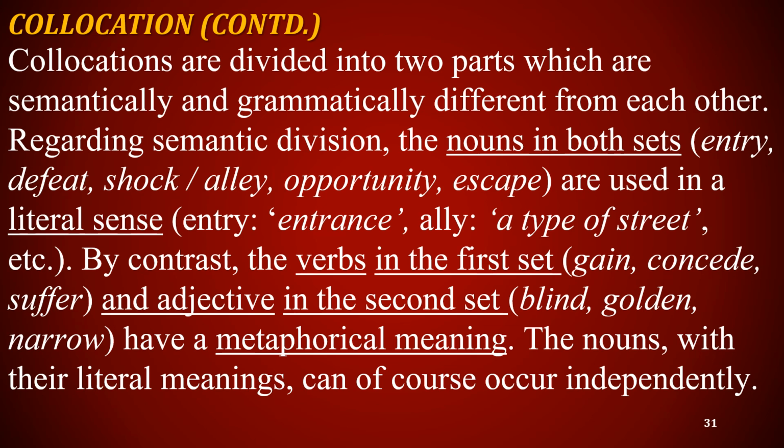Collocations are in fact divided into two parts, which are semantically and grammatically different from each other. Now, regarding the semantic division, the nouns in both sets in the previous slide, entry, defeat, shock, alley, opportunity, escape, are used in a literal sense. Entry means the same thing as entrance. Alley is a type of street, and so on and so forth. By contrast, the verbs in the first set, gain, concede, suffer, and the adjectives in the second set, blind, golden, narrow, have a metaphorical meaning. The nouns with their literal meanings can, of course, occur independently.